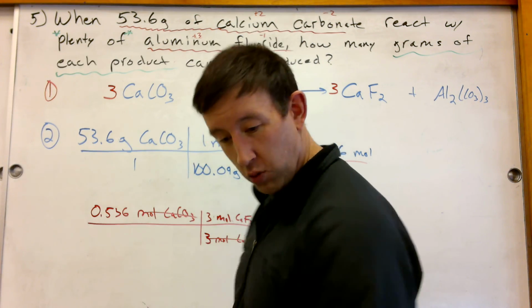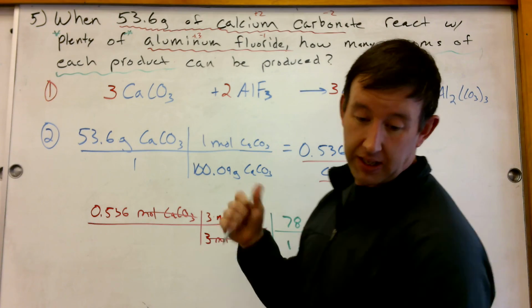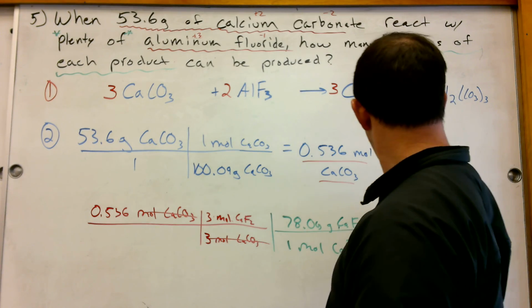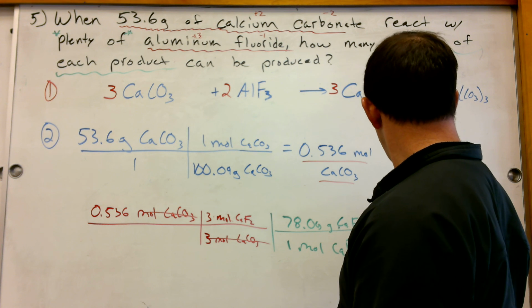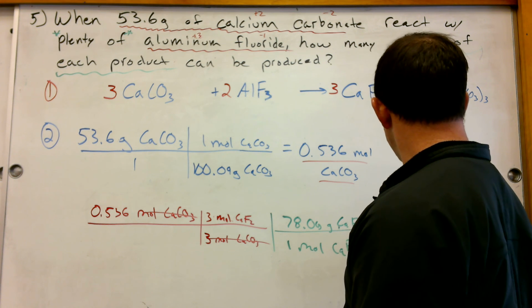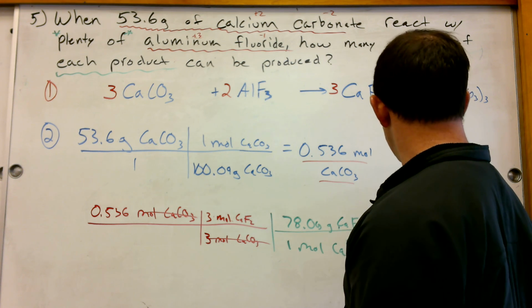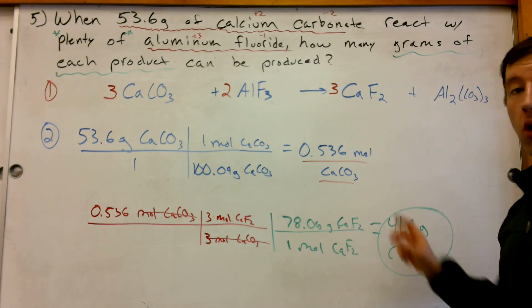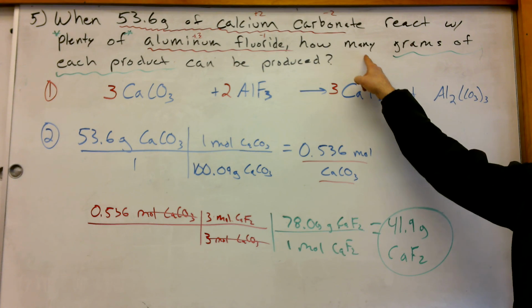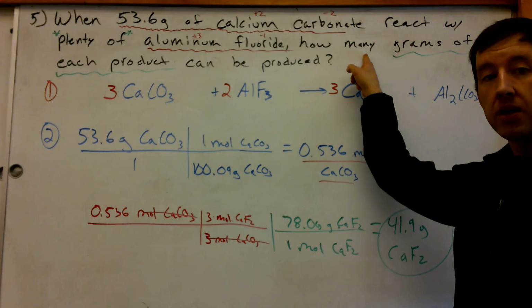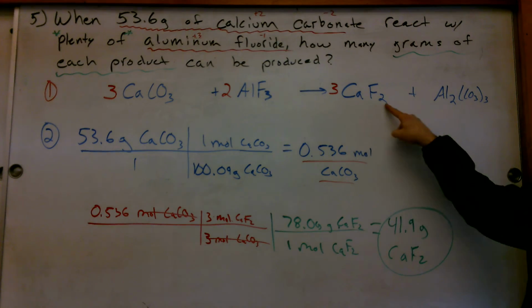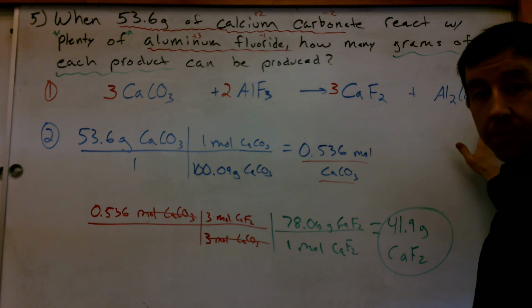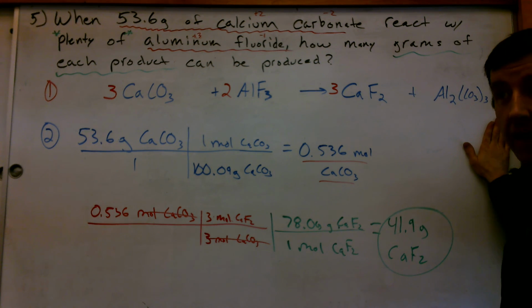And that equals, when I do the calculation, 41.9 grams CaF2. All right? So in that question, it wants to know how many we get of each product, not just calcium fluoride. So that's half the problem done. The other half would then be to figure out how much aluminum carbonate I get.